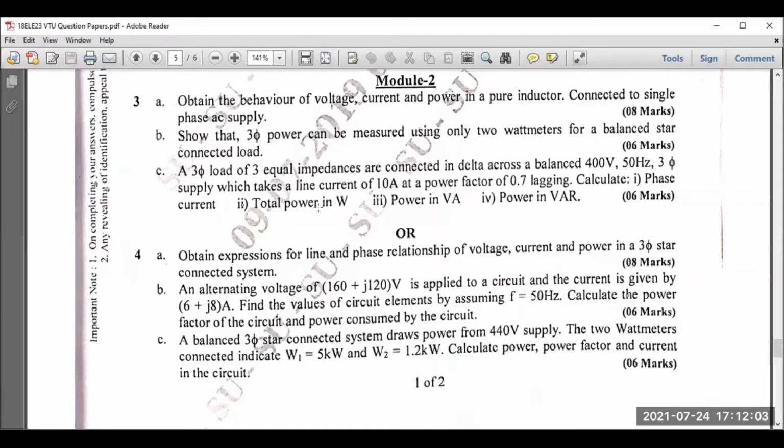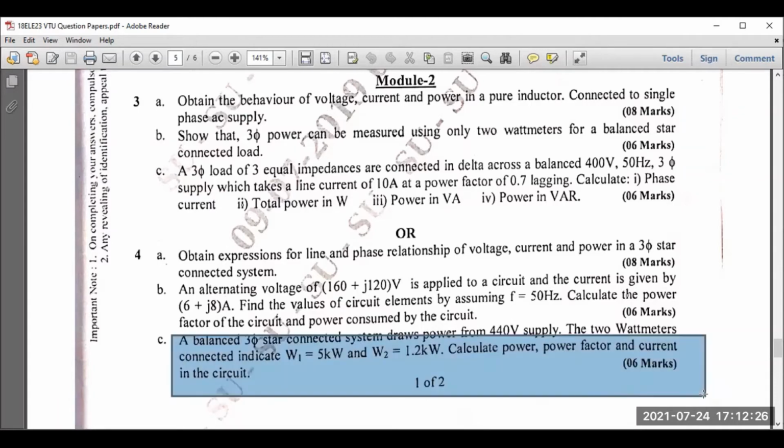The next point is related to question B. That is basically simple equations. You can manage by using either rectangular form or polar form, whichever is comfortable. You have to calculate the power factor of the circuit and the power consumed by the circuit by using the basic equations. And the third question belongs to the 2 wattmeter method.